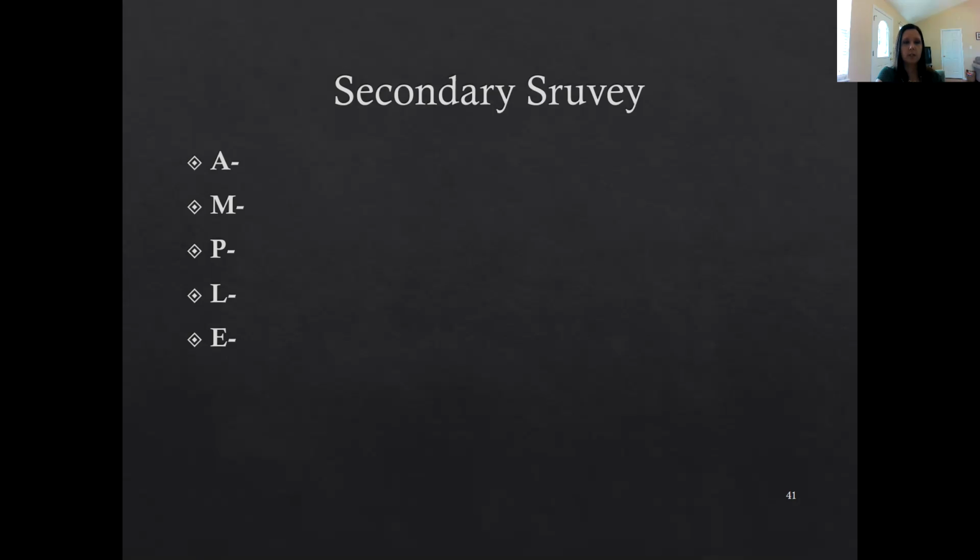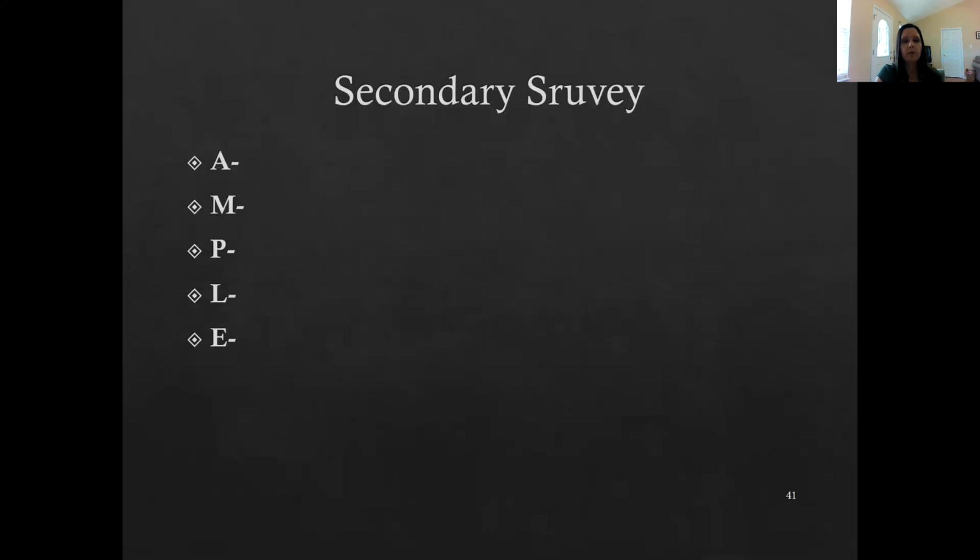We want to obtain a good, thorough history about the burn. So how long were they exposed? What was the source? Was it in an enclosed space? Any other prior treatment, maybe treatment they had at the scene, maybe treatment en route. If they have any pre-existing medical conditions, because we're kind of thinking about referral to the burn center here.